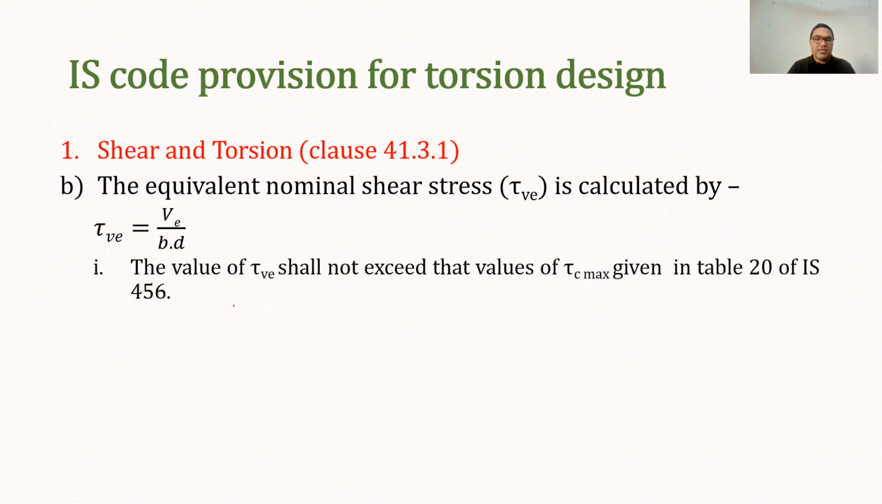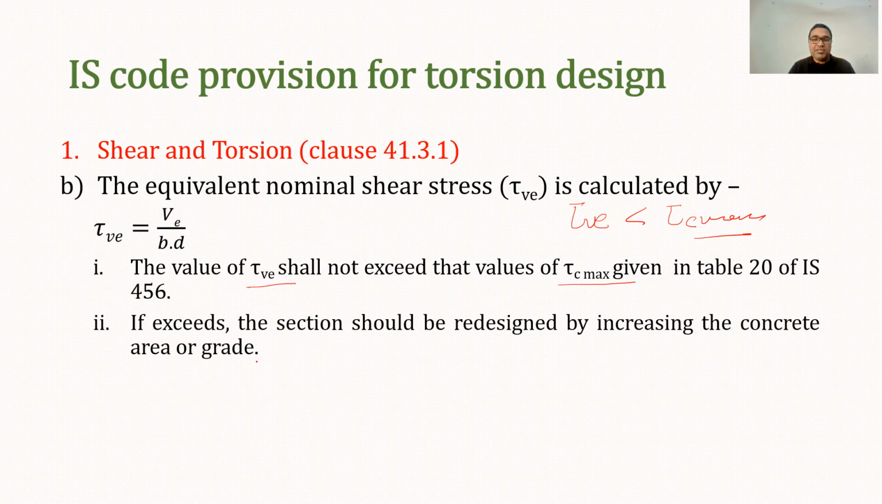In the first case, the IS code has recommended that the value of tau VE shall not exceed the value of tau C max. In any case, tau VE should always be less than tau C max. That is what this statement is saying. Now, if tau VE exceeds tau C max, what will happen? If we read the second statement, it says if it exceeds, the cross section of the beam should be redesigned by increasing the concrete area or grade.